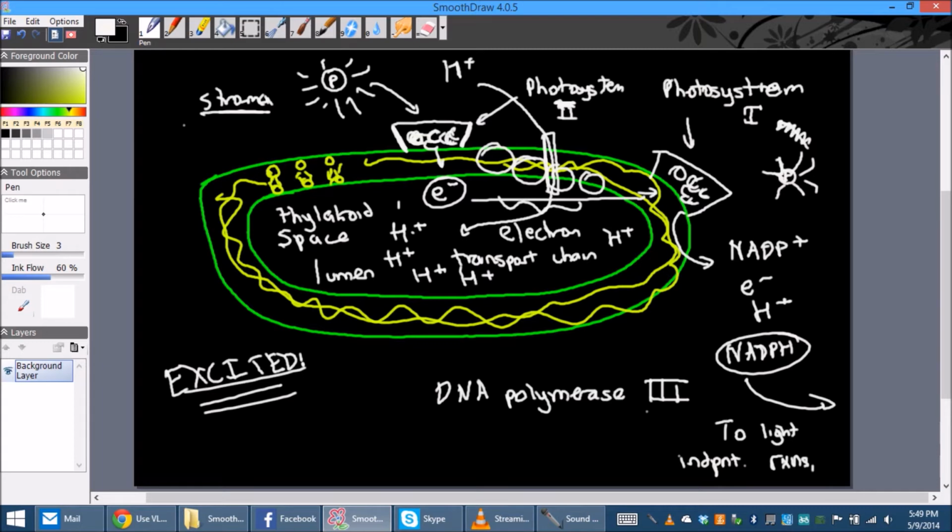And so plants have devised this really beautiful system. Well, animals did it too in mitochondria, but that's another story. So plants devised this really cool protein called ATP synthase.